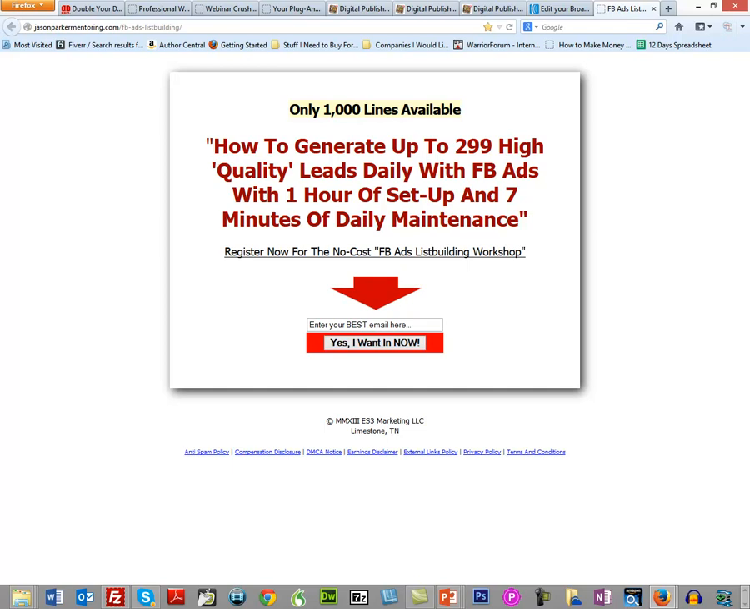Okay, so make sure that you look at that example and then use these things on your squeeze pages to make sure that you are getting the maximum conversions.